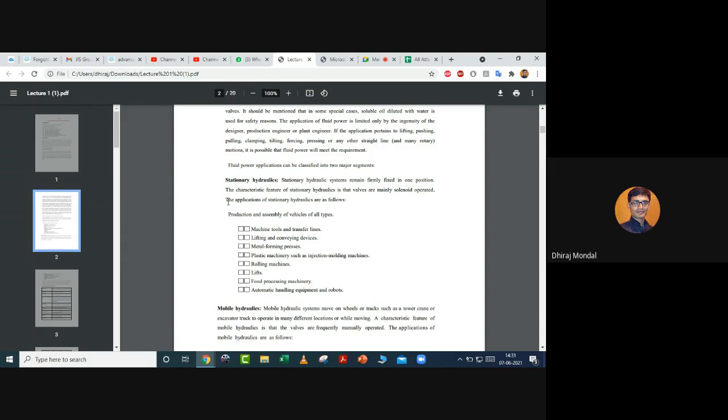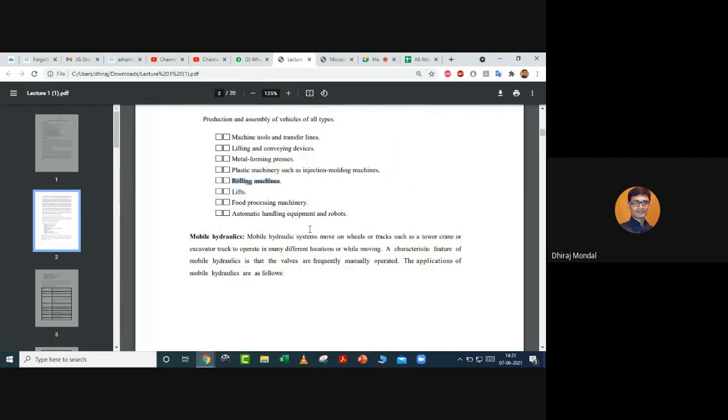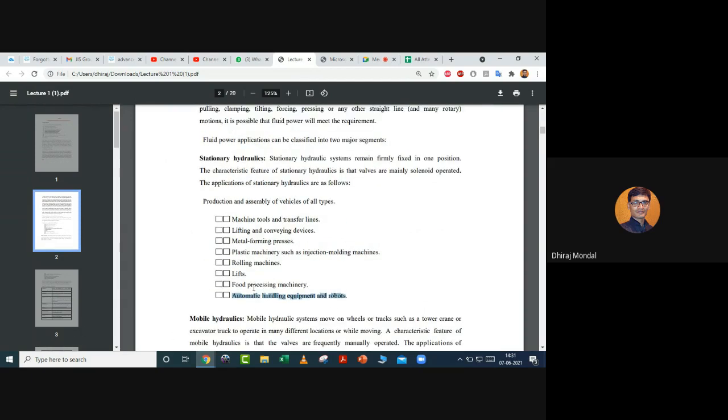You can see these are the applications: machine tools and transformer line, lifting and conveying devices, metal forming presses. Then plastic machinery such as injection molding machines, rolling machine. So these are the applications. Then lift, food processing machinery, automatic handling equipment and robots. These are the practical applications.